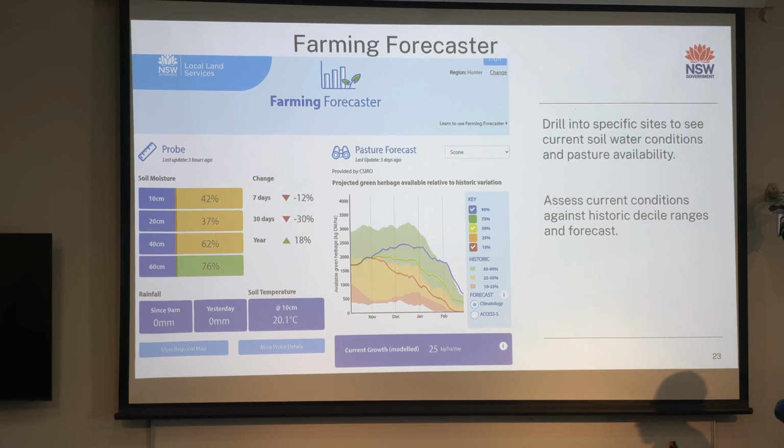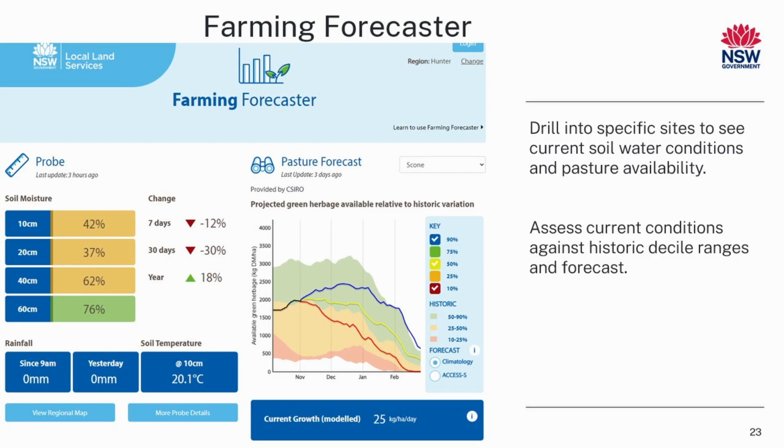If we drill into an individual site and we open up the web page for an individual site, we see lots of information, but the first thing I point out is the soil moisture status, and that's on the left-hand side. And then on the right-hand side is the pasture conditions against historical.